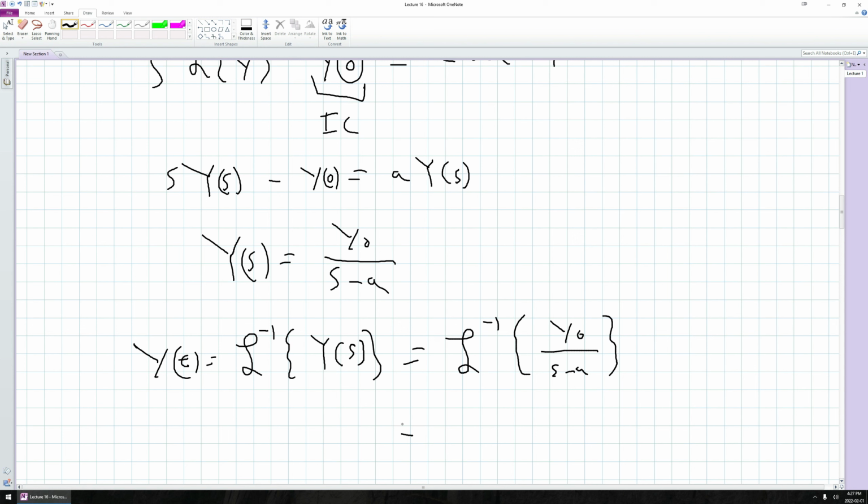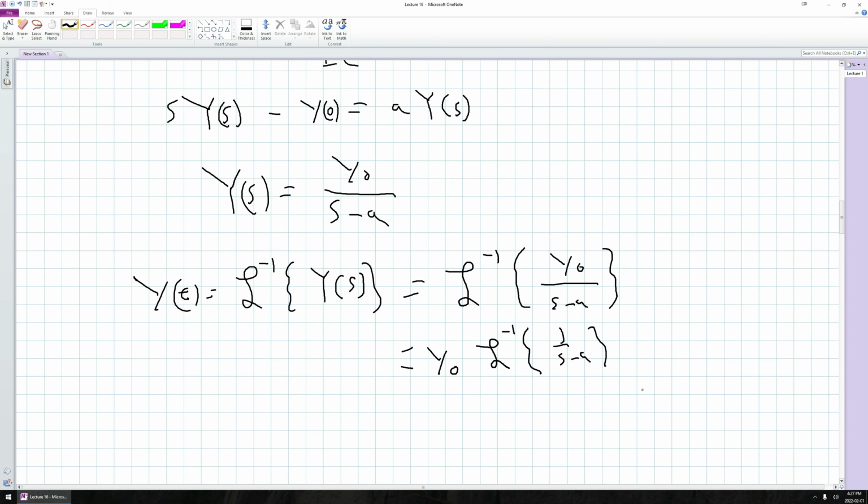Okay, and we have tables. We know how to compute this. We pull the y naught out, and then we simply get the Laplace transform of something that's of my form of an exponential function, right? s minus a. So here, at the end of the day, once the smoke clears, this is simply y naught e to the a t.